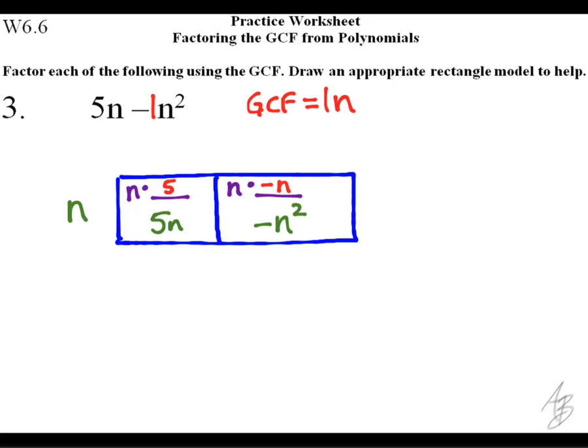So then on the outside here, what do I have there? 5. And how about here? Negative n. So what's our answer going to be? n, parentheses, 5 minus n. Good.